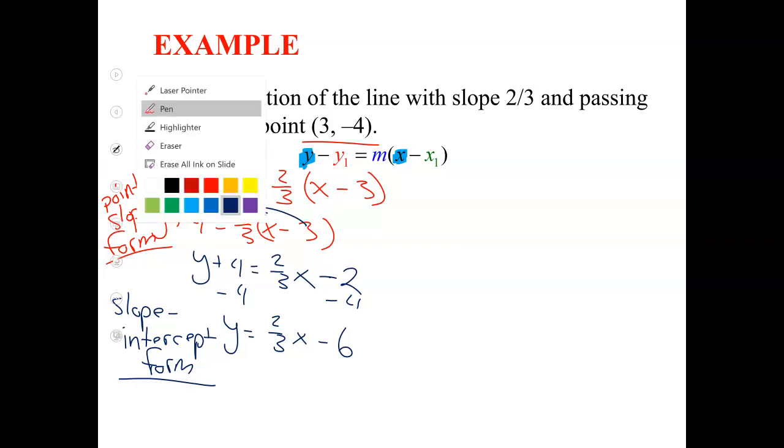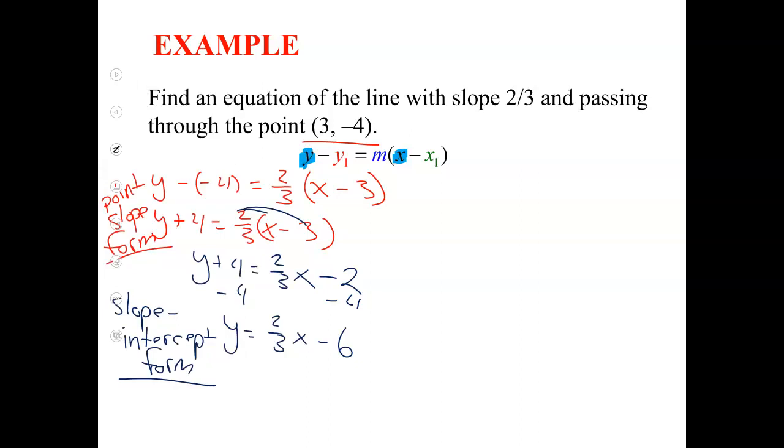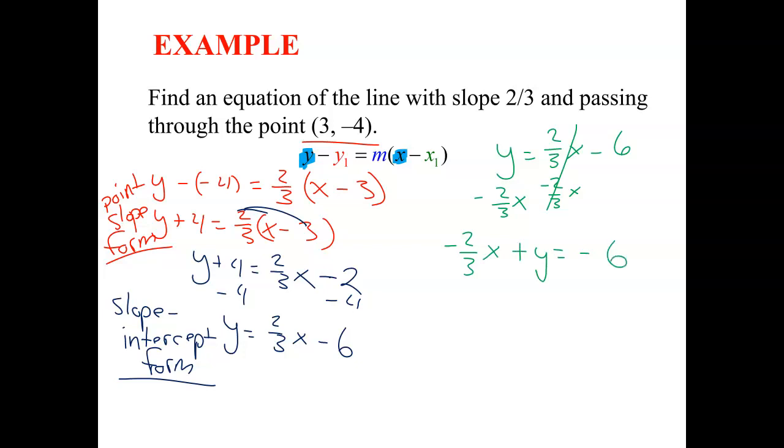What did I say was important about standard form? What's the key difference between slope-intercept and standard form? X is on the same side as y. So how do I get that x on the same side as y? Subtract 2/3 x. If I take y equals 2/3 x minus 6 and subtract 2/3 x from both sides, that'll move it from the right side to the left. Negative 2/3 x plus y equals -6.